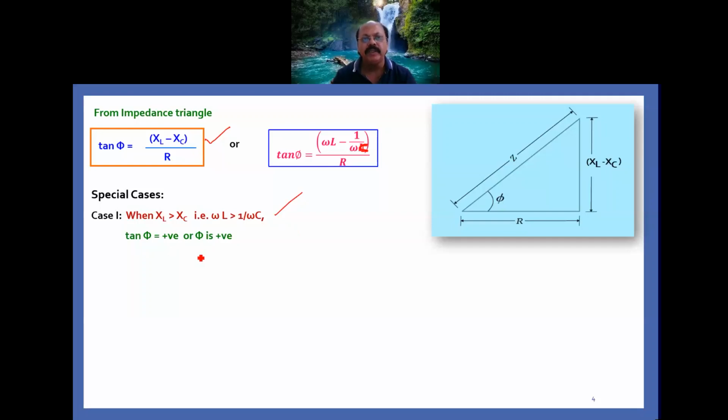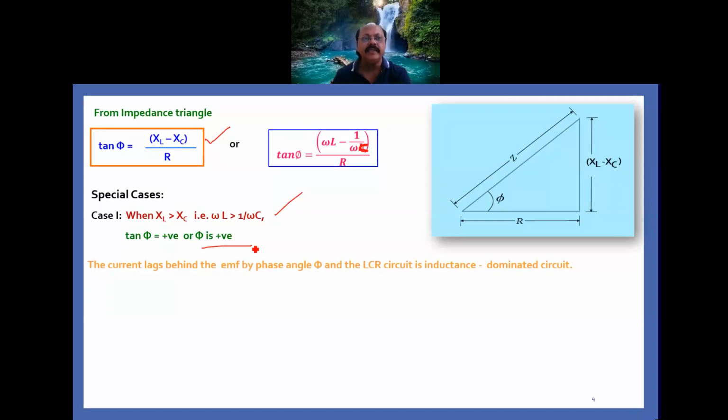So phi is positive. If phi is positive, its meaning is that the current lags behind the alternating EMF by the phase angle phi, and the LCR circuit is inductive dominated. So phi positive means alternating EMF leads the alternating current by the phase angle phi, or alternating current lags behind the alternating EMF by the phase angle phi, and the LCR circuit is an inductance dominated circuit.